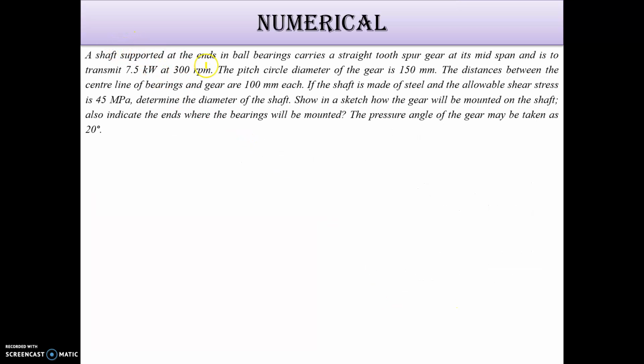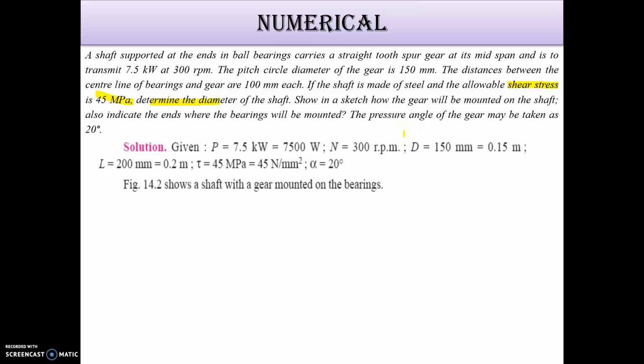Now this is the problem. Here a shaft is supported at the ends in ball bearings, carrying a straight tooth spur gear at its mid span, and is to transmit 7.5 kilowatt at 300 rpm. The pitch circle diameter of the gear is 150 mm. The distance between the center line of bearing and the gear is 100 mm each. So all these things are given here. Shear stress is also given to us, that is 45 megapascal, and the diameter of the shaft we need to determine here.